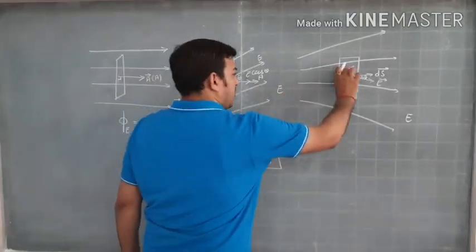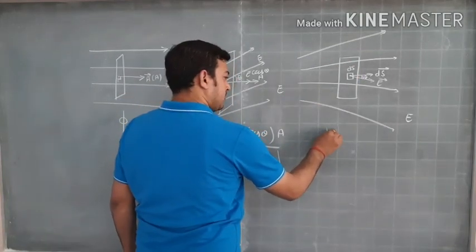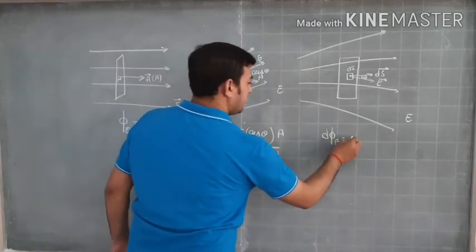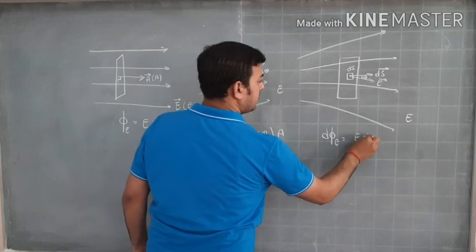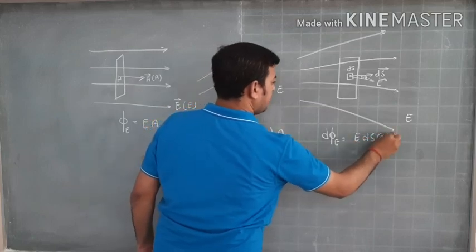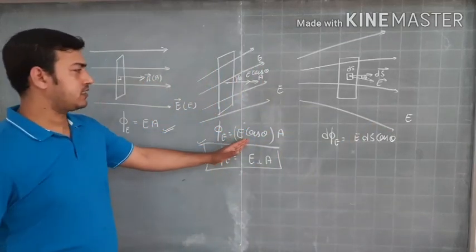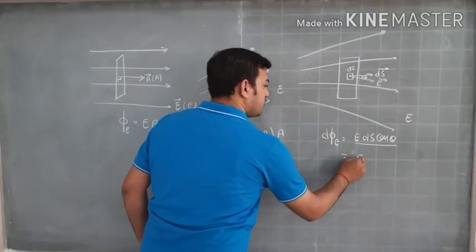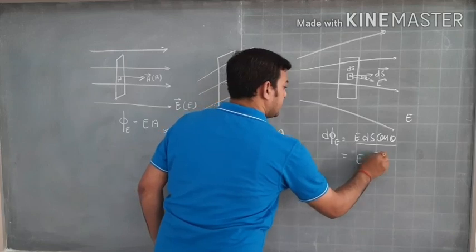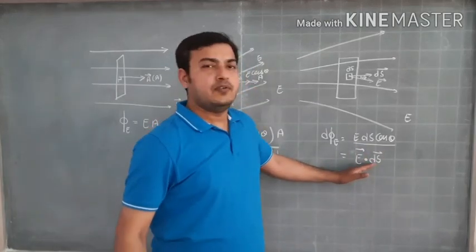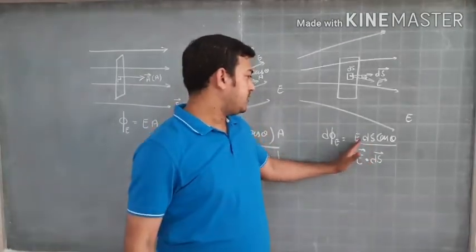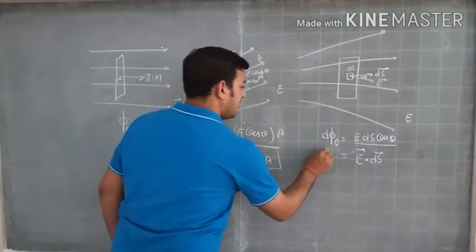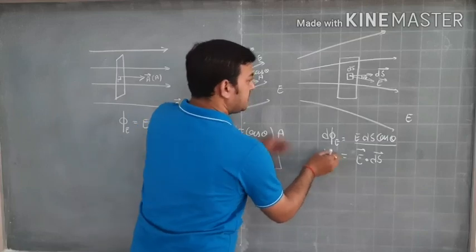So for this small surface, the electric flux will be, as per this definition, E ds cos theta, just like this one. As you know that E ds cos theta can also be written as E dot ds, because the product of two vectors with a dot is E ds cos theta. It is simply the definition of the dot product. So this is the flux associated with this small area.